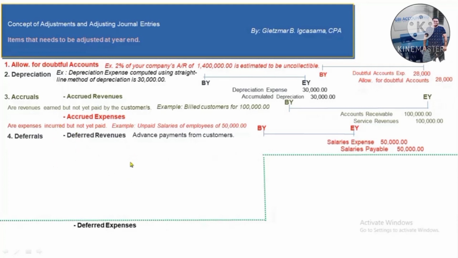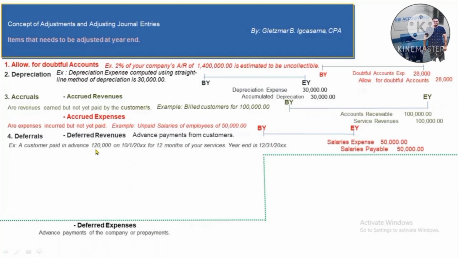So let's start with the deferred revenues. For example, a customer paid in advance 120,000 on 10/1/20XX for 12 months of your services. So that means your services are worth 10,000 per month. So year end is 12/31/20XX. Before we consider this example, I would like to emphasize that when we talk about deferrals, the initial recognition is very important to determine what is the appropriate adjusting entry at year end. What do I mean? Let's consider the example.